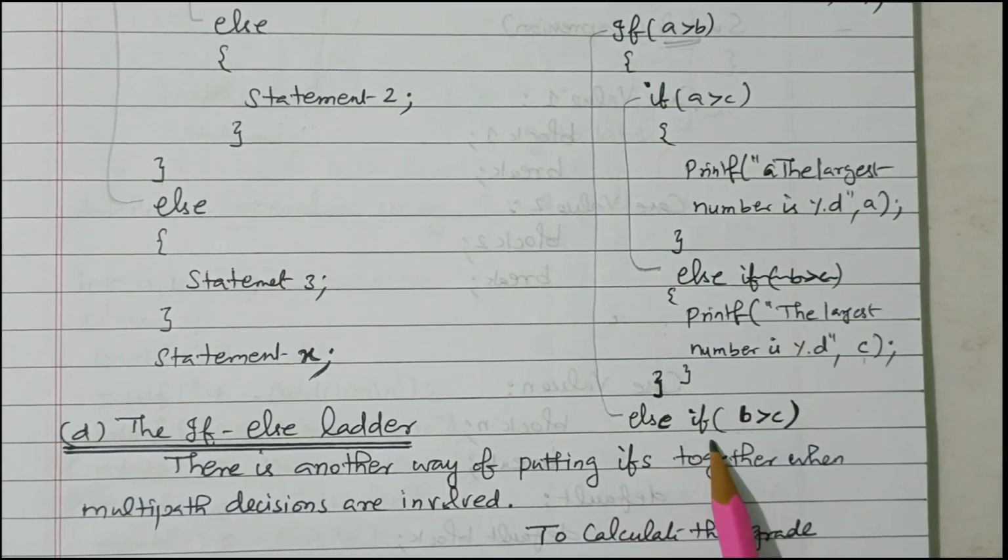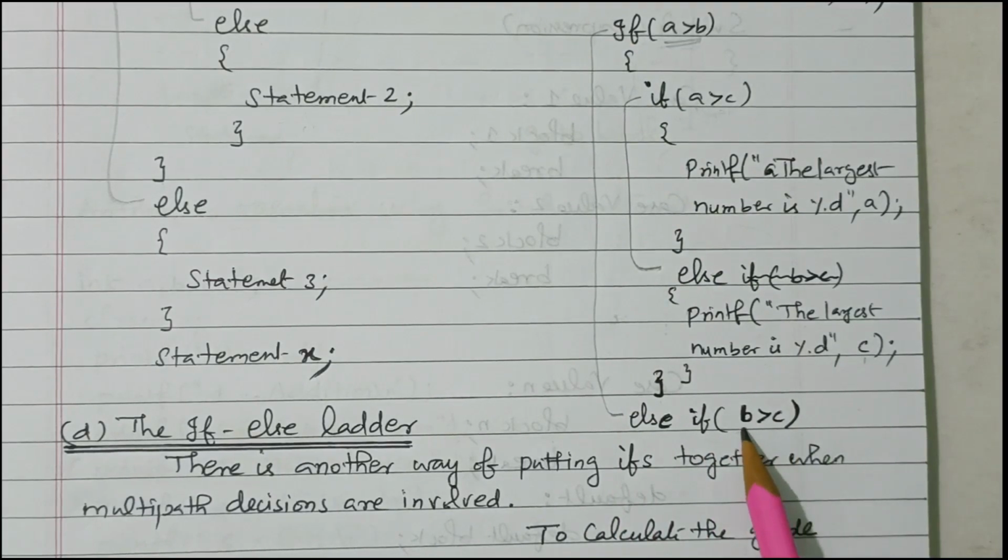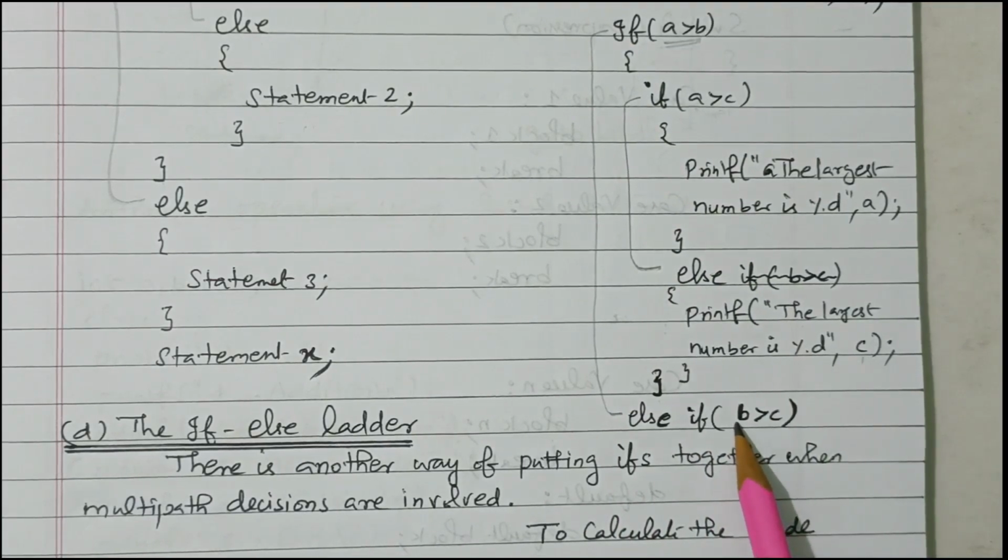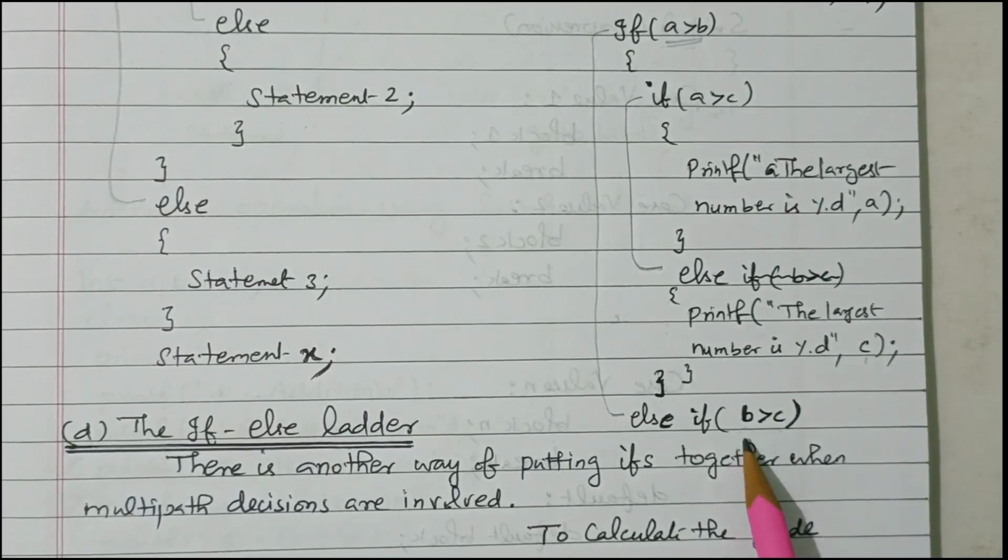Now here we open one more if condition, if b is greater than c. Now we need to verify. If this condition is true, b is the greater. If the condition is false, c is the greater. Right? Now we need to print that statement. Now we will go to the statement.